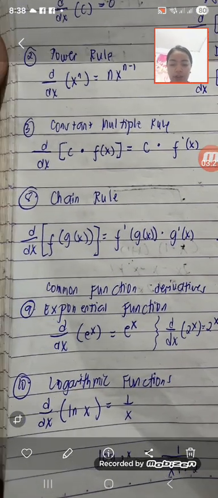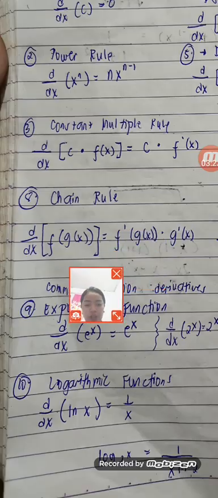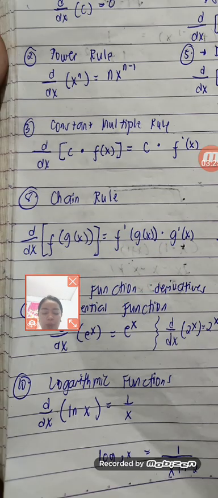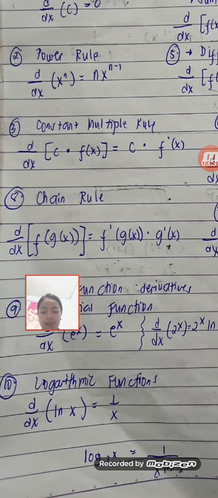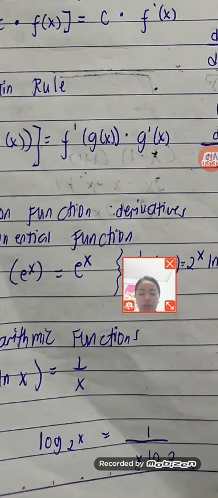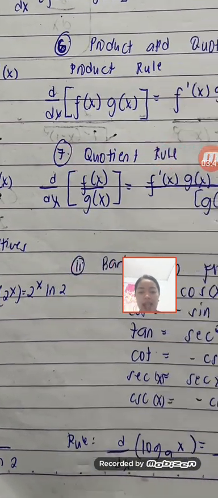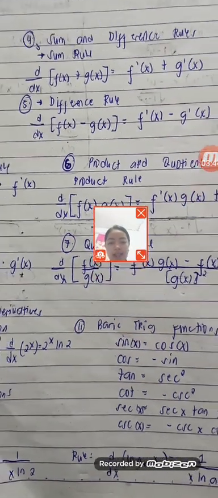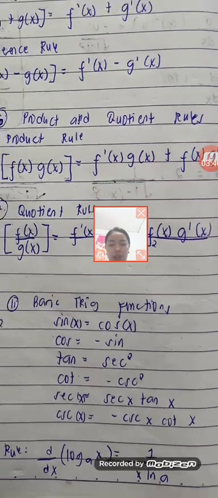Next one is we have here the logarithmic function. For logarithmic function, when you're given ln x, the derivative of that is 1 over x. For example, you are given log base 2 of x. The derivative of that is 1 over x ln 2. Okay? And lastly is the basic trig functions.